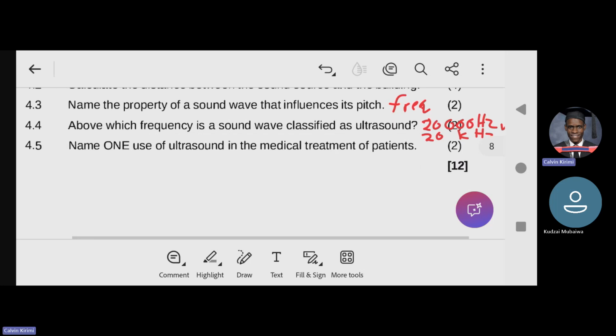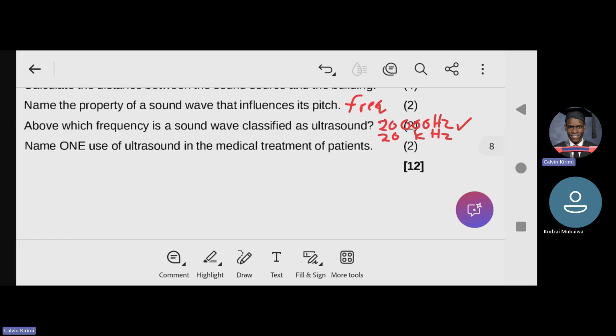Name one use of ultrasound in medical treatment of patients, like what we are doing in your notes. One use for medical treatment. The pregnancy testing. Yes, the pregnancy test. So you must mention those ones. Then you get your tumor. So you must know those things.